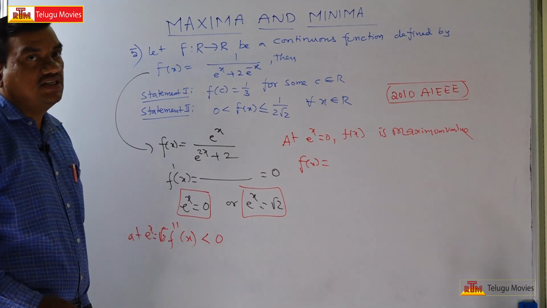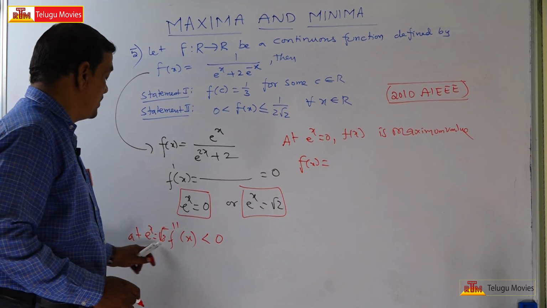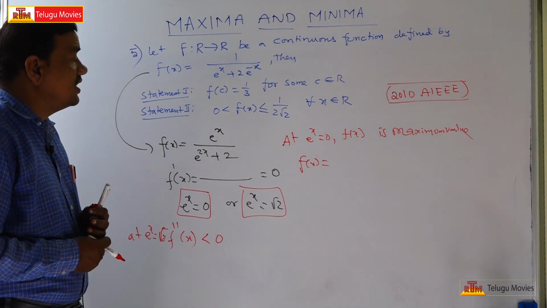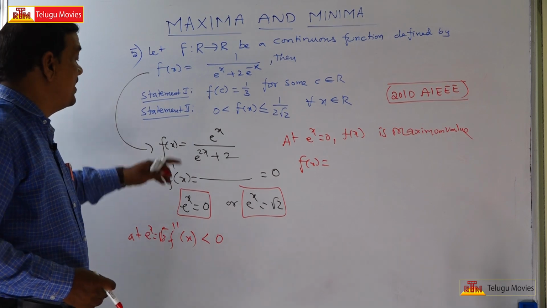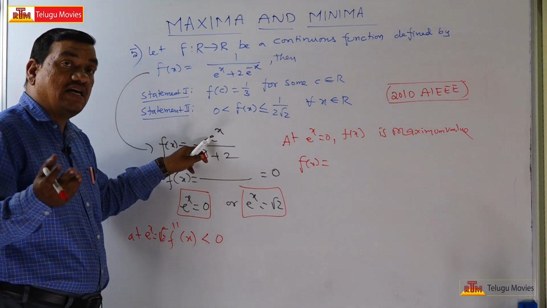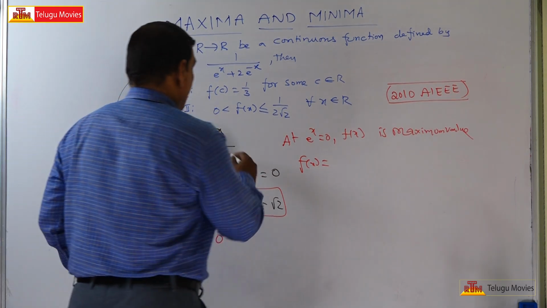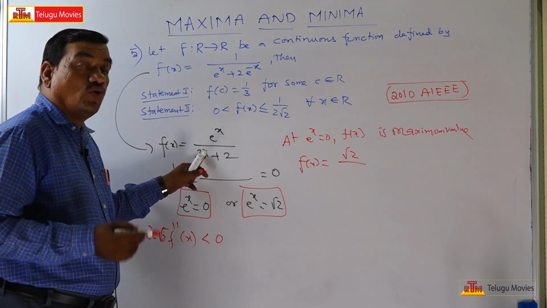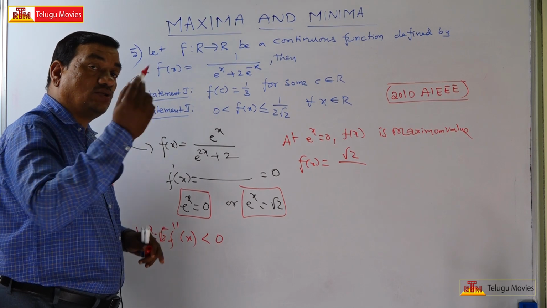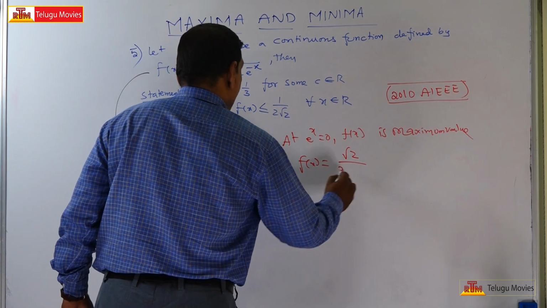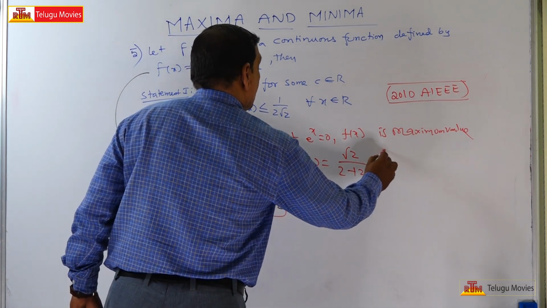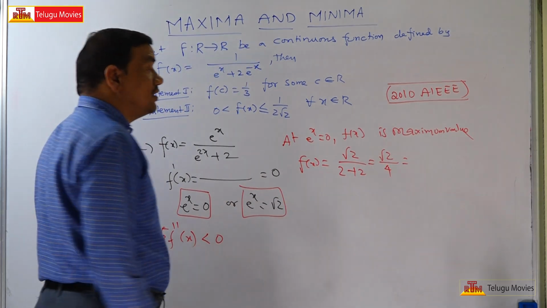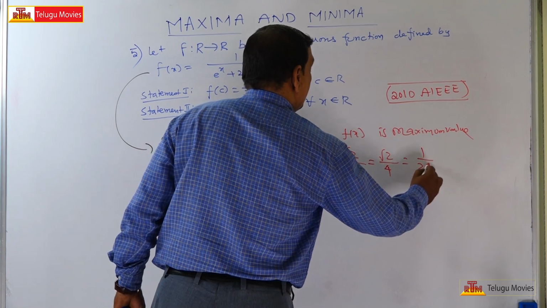f double dash of x is less than 0. At e power x is equal to root 2, f double dash of x is less than 0. Then how to find out that maximum value? Wherever e power x is there, substitute root 2. This is root 2 whole square, plus 2, that is root 2 by 4. Root 2 by 4 means here we can write it as 1 by 2 root 2.